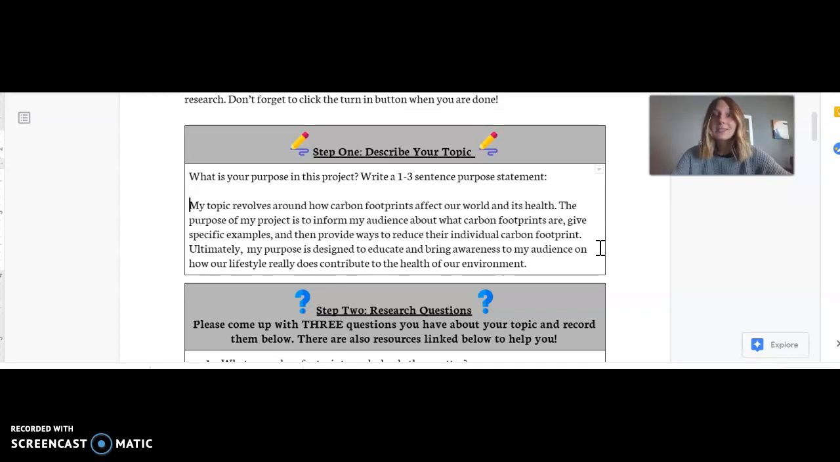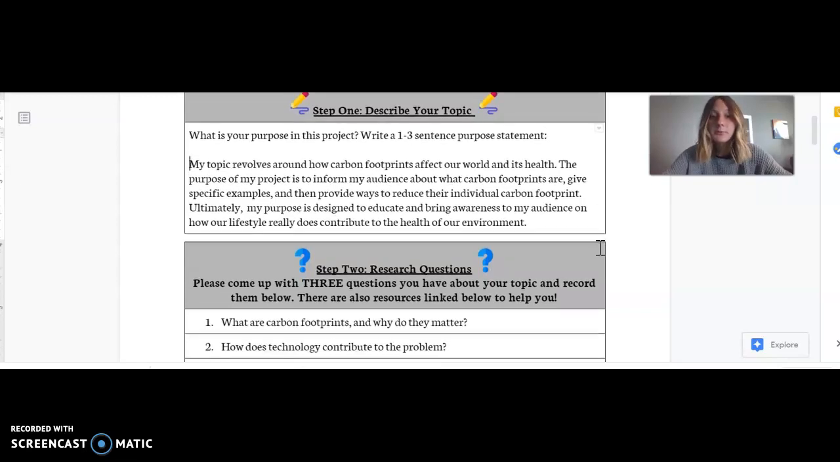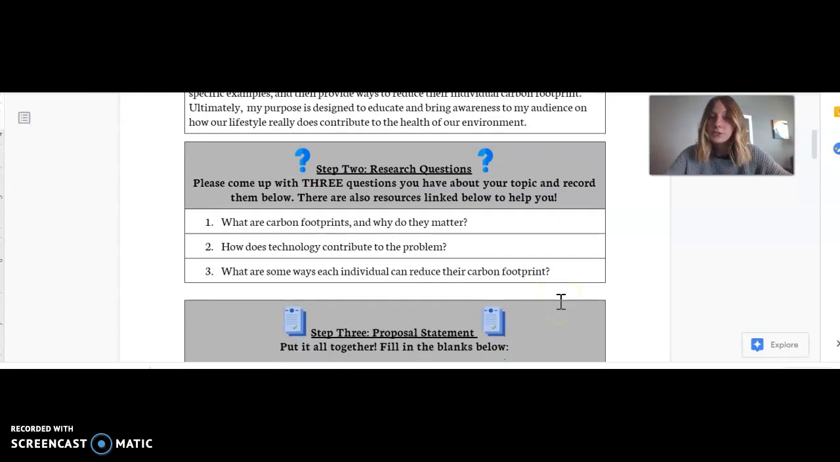So their purpose, they're passionate about giving examples of ways that carbon footprints affect our world, our environment, and its health. And then, they really want to go into, okay, how can an individual person make an impact on our environment? And their goal is to inspire and be creative in the ways that they provide opportunities for people to reduce their carbon footprint. Here are their 3 research questions. What are carbon footprints and why do they matter? So that was the first couple slides in their presentation, and it gives a lot of background information. You can't really educate someone on a carbon footprint if they don't know what they are.